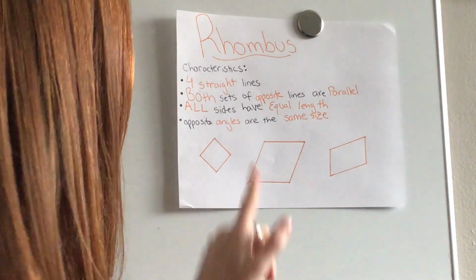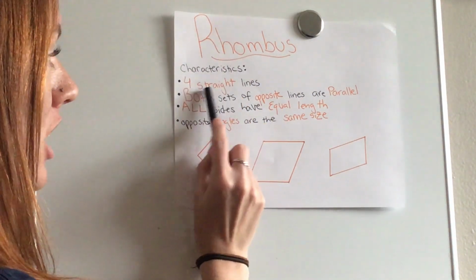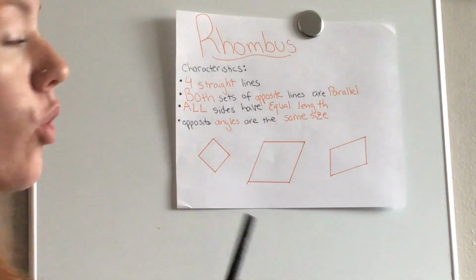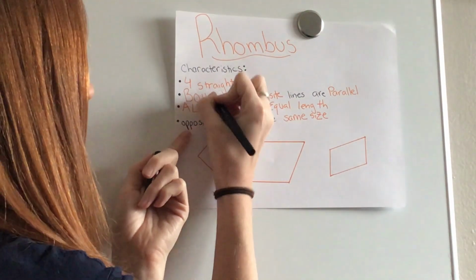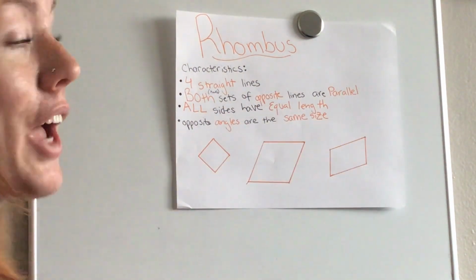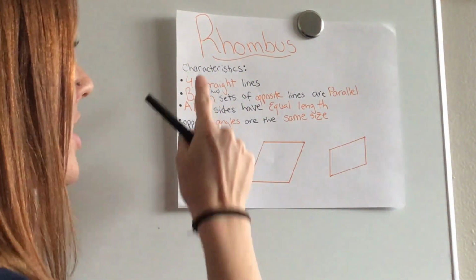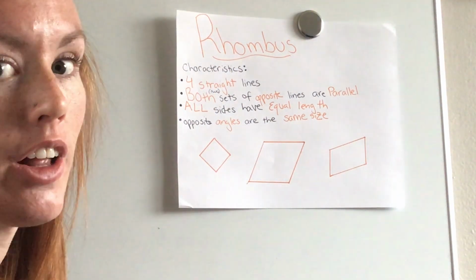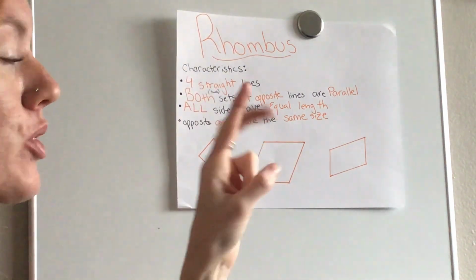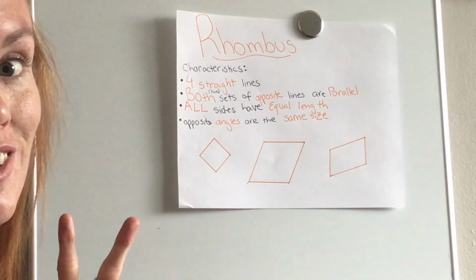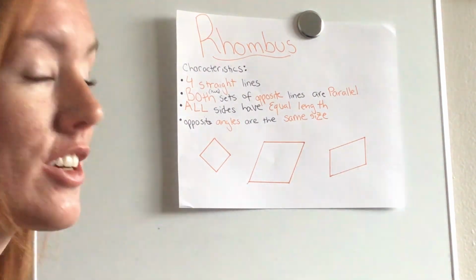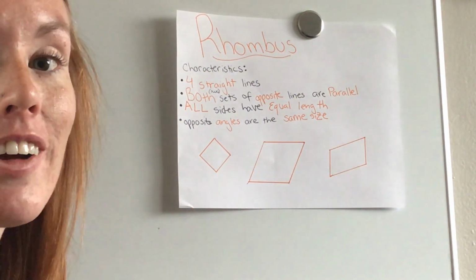In order for a shape to be classified as a rhombus, it needs 4 straight lines, and it needs 2 sets of opposite lines that are parallel. So this is very similar to a parallelogram. Parallelograms also needed 4 straight lines and 2 sets of parallel lines. So now I have to think, how is a rhombus different than our parallelogram?